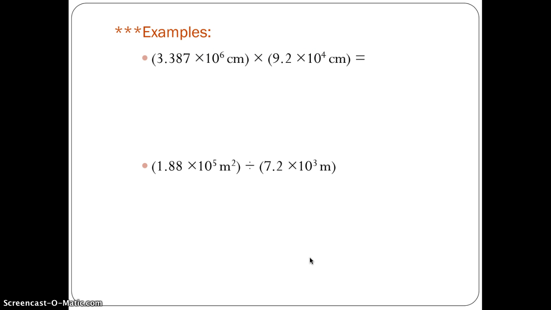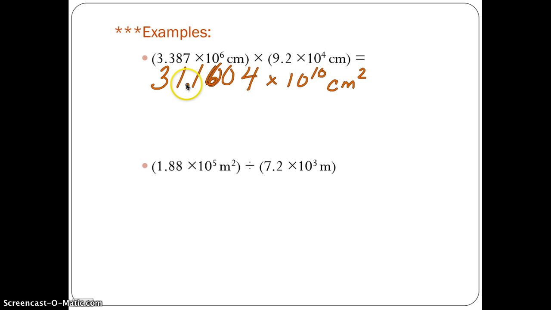So if you look at these examples here, if you multiply the first example, the coefficients together, what you're going to see is you're going to get a product of 31.1604. You add your exponents up, and that's going to give you times 10 to the 10th power. Your unit is centimeters squared.